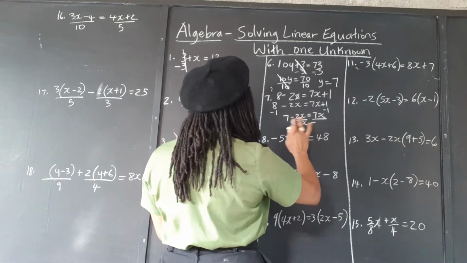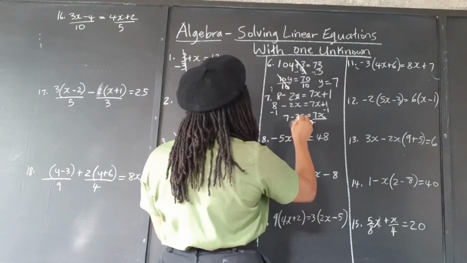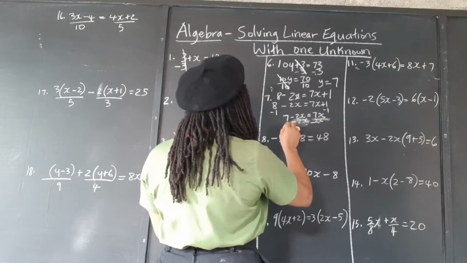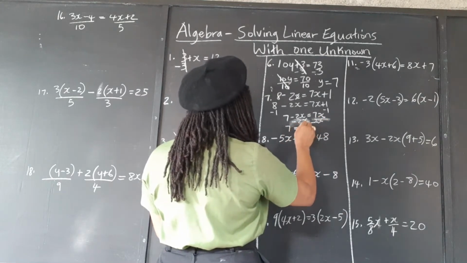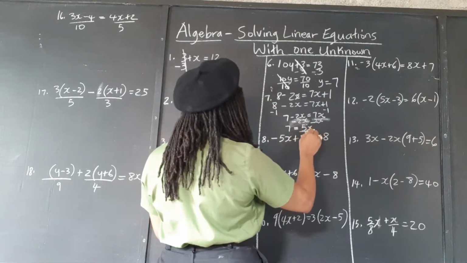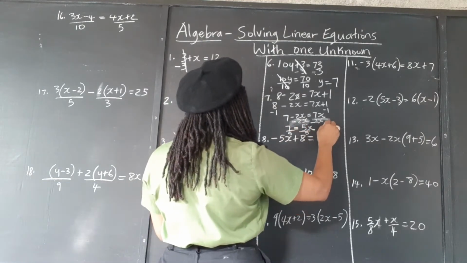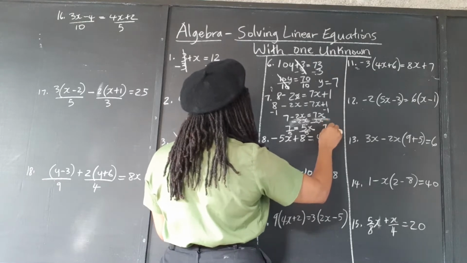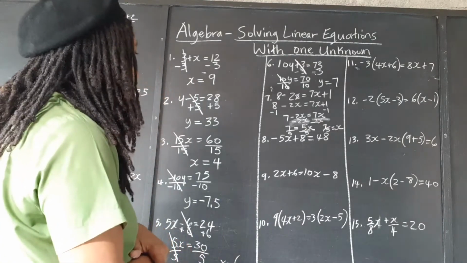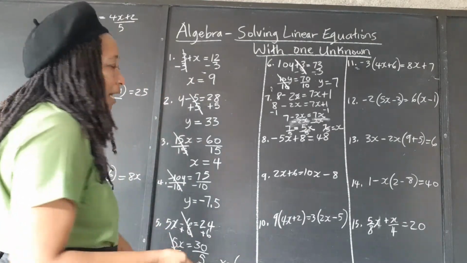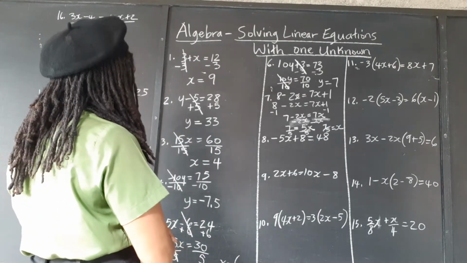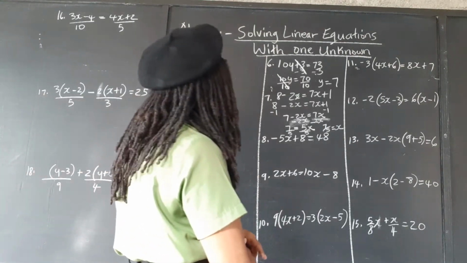Sorry, subtract 2x from both sides. So what we're left with is 7 is equal to 5x. So now we divide by 5. So we have 7 over 5 is equal to x. And we could always change that to a mixed number, or we can just leave it as it is, right? So x is equal to 7/5.